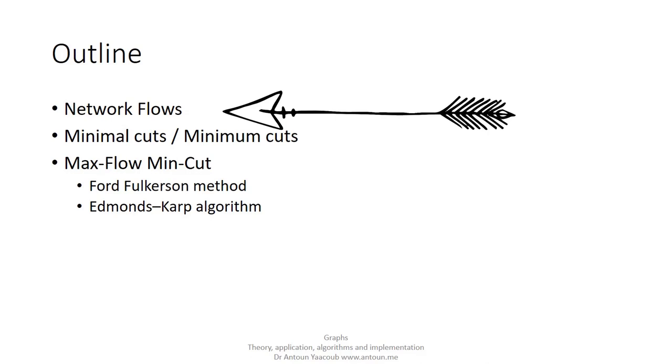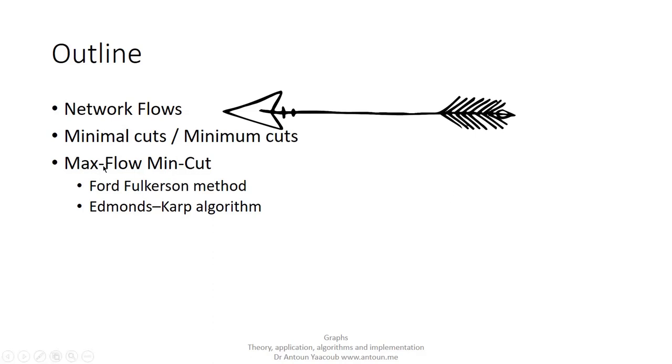We give some definitions and how we can calculate the flow, and then we'll move to a more interesting part, which is about the minimal cuts, or minimum cuts. We'll be linking those two pieces of information, so how we can calculate the maximum flow, and what's the relation with the minimum cuts.